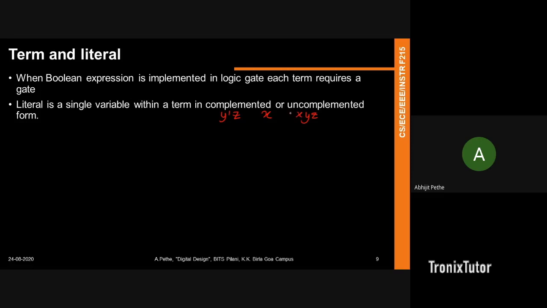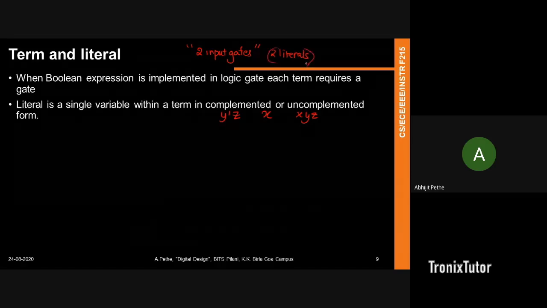And why is this important? Suppose I'm working in a lab which has only two input gates. That is, I cannot implement this function in one gate. I need to use two gates to implement this function, right? So when I have two input gates, it's important to reduce everything down to two literals, because that's the only way you can implement it in a two input gate, right?